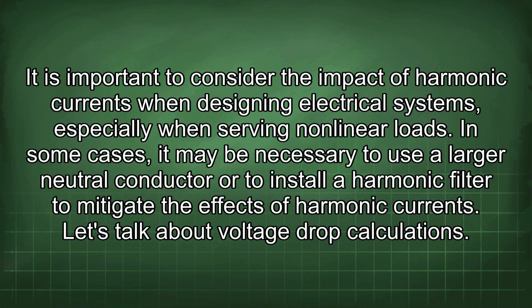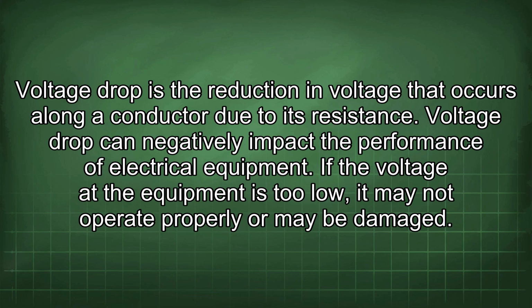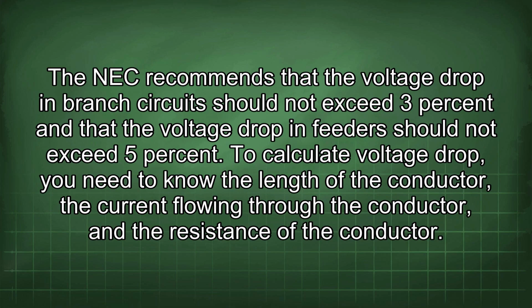Let's talk about voltage drop calculations. Voltage drop is the reduction in voltage that occurs along a conductor due to its resistance. Voltage drop can negatively impact the performance of electrical equipment. If the voltage at the equipment is too low, it may not operate properly or may be damaged. The NEC recommends that the voltage drop in branch circuits should not exceed 3% and that the voltage drop in feeders should not exceed 5%.